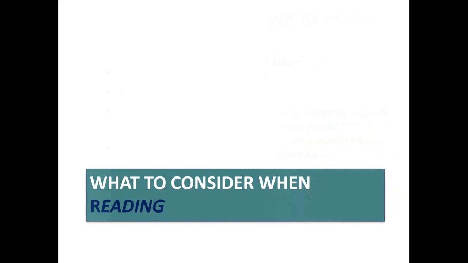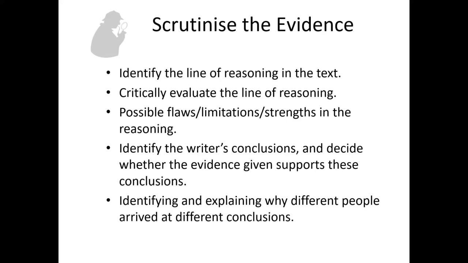What to consider when reading. Identify the line of reasoning in the text, critically evaluate the line of reasoning, possible flaws, limitations, strengths in the reasoning, and so on. It's important that you also really consider the writer's conclusions and decide whether the evidence given supports these conclusions. Identifying and explaining why different people arrived at different conclusions is also very important.